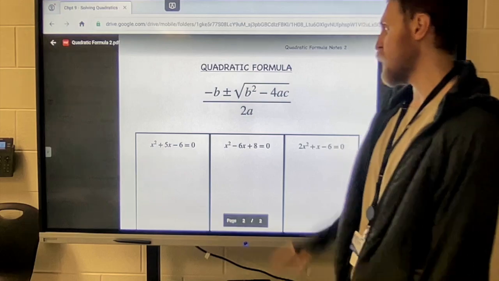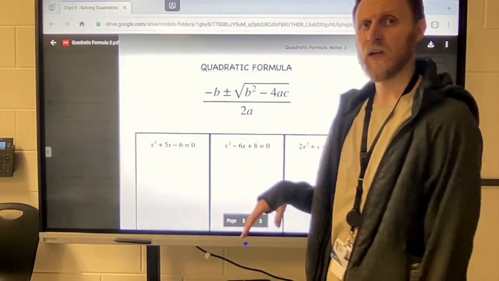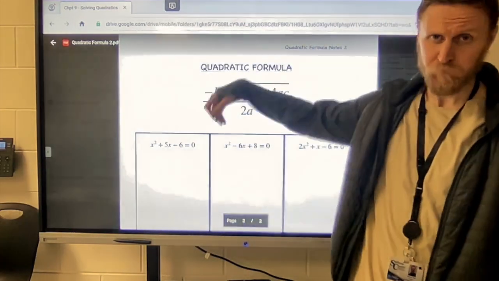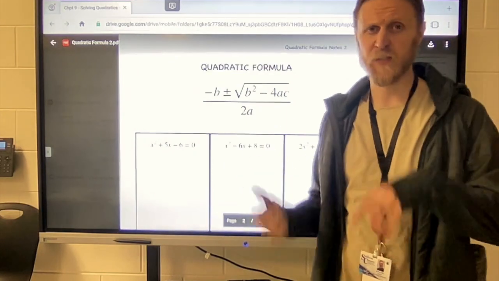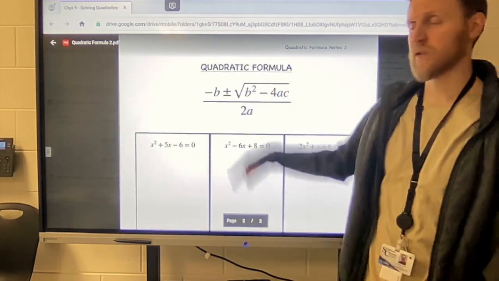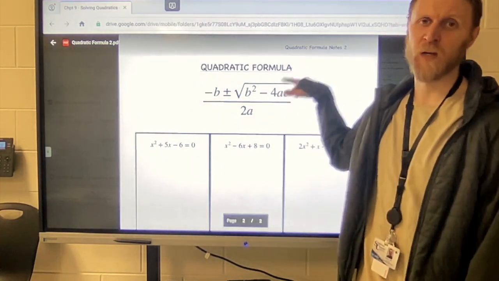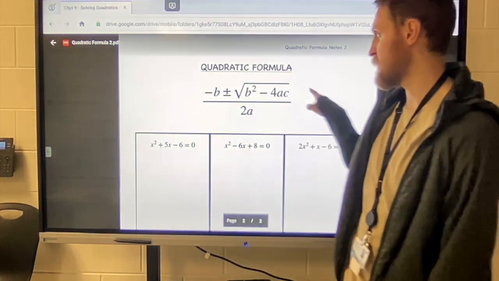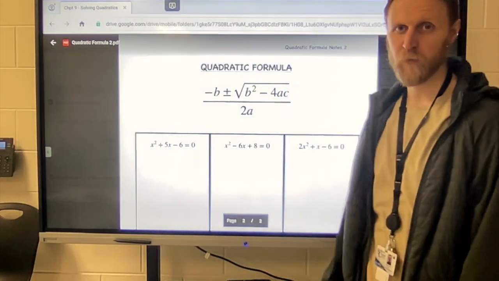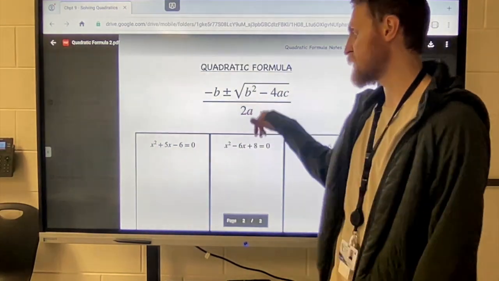So the quadratic formula itself is the opposite of b, aka whatever b is, change the sign, plus or minus, we've seen that before, the square root of b squared minus 4 times a times c, that's the discriminant, by the way, that we've seen before, all divided by 2 times a.